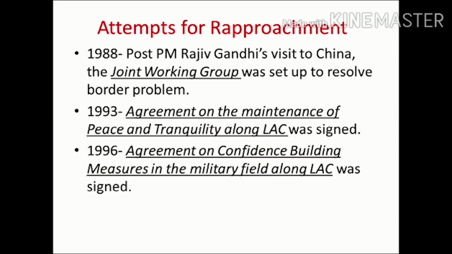Now, some of the attempts for rapprochement or reconciliation of interest between the two countries are as follows. In 1988, following Prime Minister Rajiv Gandhi's visit to China, the Joint Working Group was set up to look into the border problem. In 1993, agreement on the maintenance of peace and tranquility along the LAC was signed. In 1996, agreement on confidence building measures in the military field along the LAC was signed.